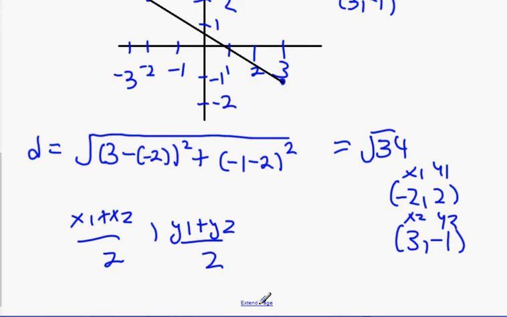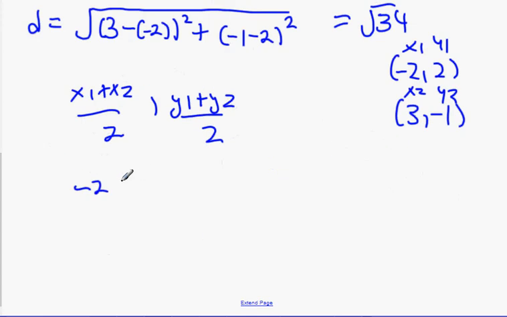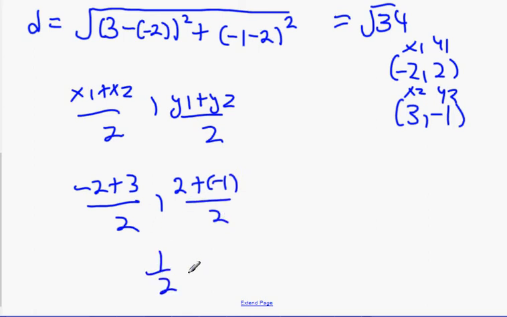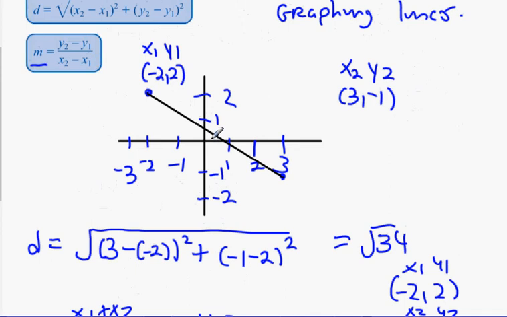So we're going to get -2 plus 3 divided by 2, and 2 plus -1 divided by 2, and what we're going to get is a half and a half. Now let's see if that makes sense. We go back up here, and a half, a half is actually in here. Does that roughly look like the midpoint? Yeah, it is the midpoint. If I was to draw that really accurately on a diagram, you'd actually see it.